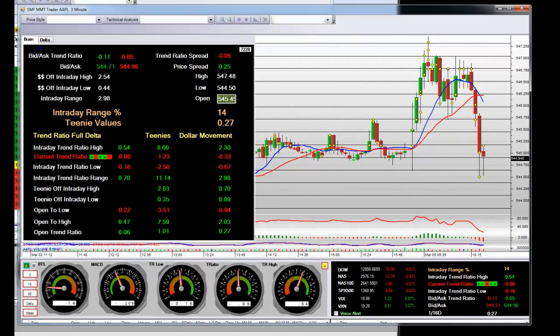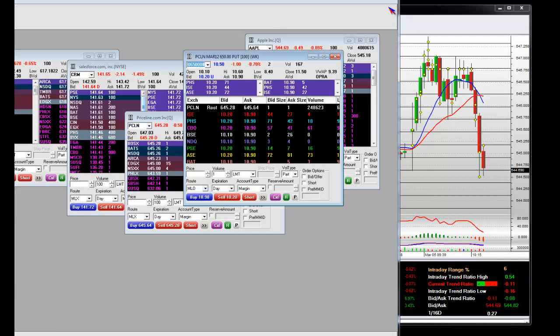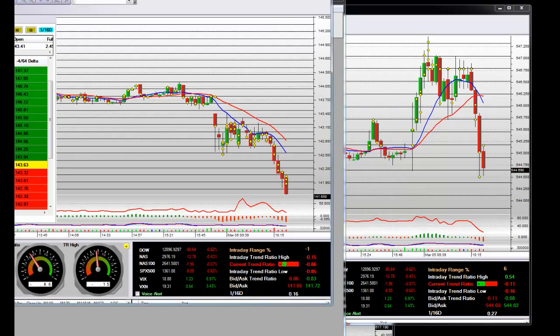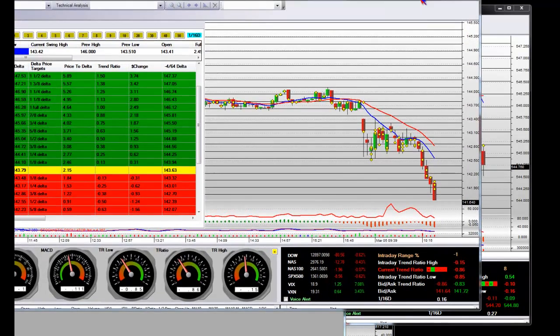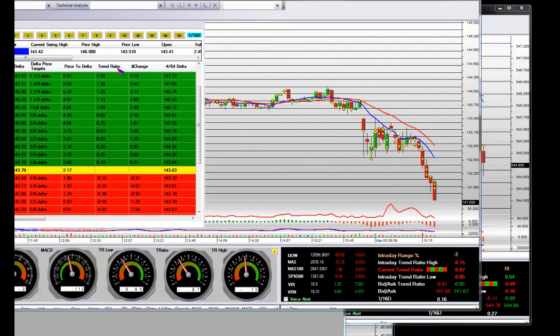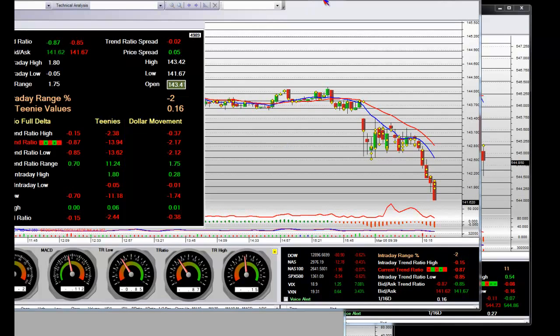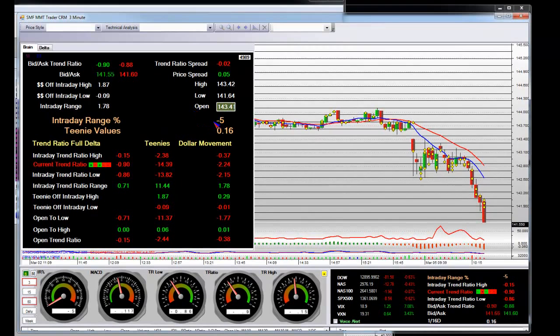I want to show some comparisons on CRM, which is actually selling down today. And you can see that steep reversal. And the thing about it is you can see that it's -5, meaning that the intraday range is at 0. And you continue, the current trend ratio is high, almost to -1 delta.